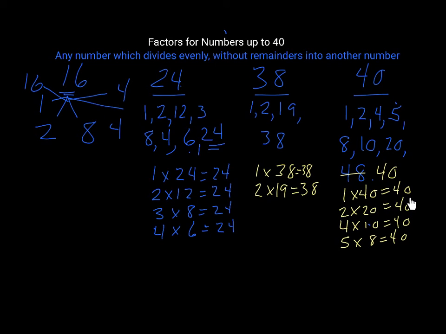1 times 40 is 40, so that makes 1 and 40 factors. 2 times 20 makes 40, that means 2 and 20 are factors. 4 times 10 makes 40, that means 4 and 10 are factors, and 5 times 8 makes 40, that means 5 and 8 are factors.